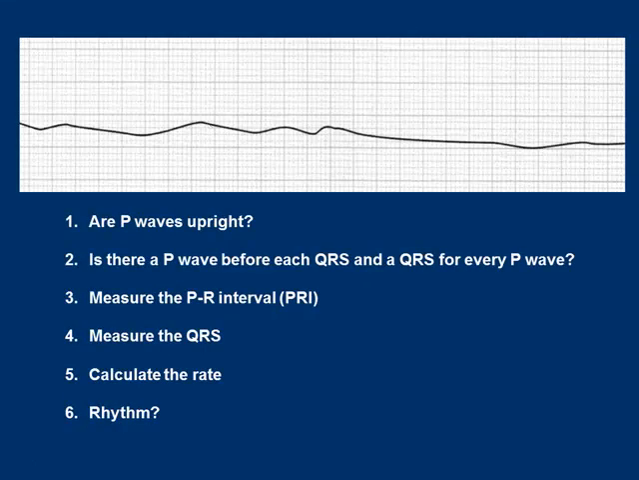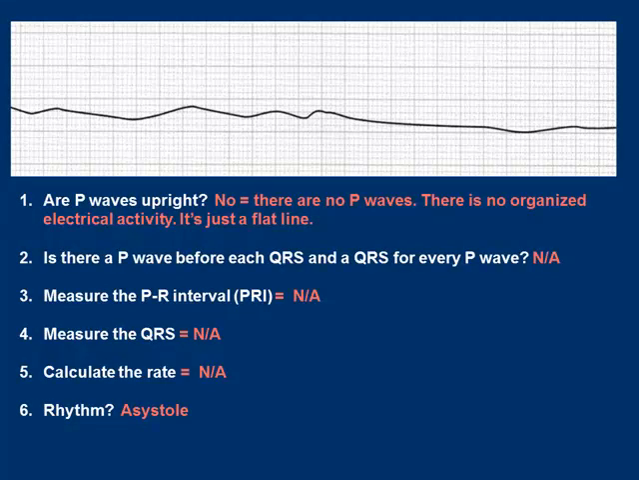Let's look at this strip. P waves. I don't see any P waves. There's no electrical activity that's organized. It's just a flat line. Therefore, I can't answer question 2 and 3. I can't measure a QRS. I don't see one. I can't calculate a rate. Probably most of you had said, duh, we know this already. This is asystole. This is flat line, asystole.